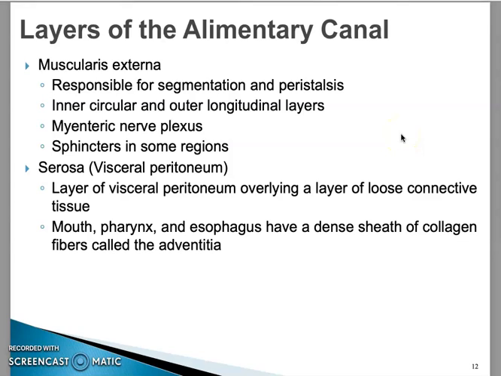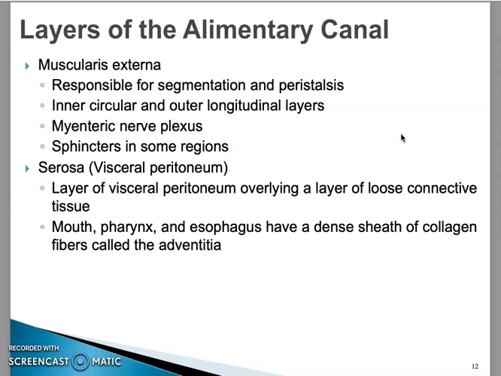Right, then next we are at the muscularis externa and the serosa. So the muscularis externa is responsible for segmentation, which is the process by which chyme is separated within the stomach, and then pushed back together. It's kind of a mixing and a churning process, and this really helps with digestion and absorption.